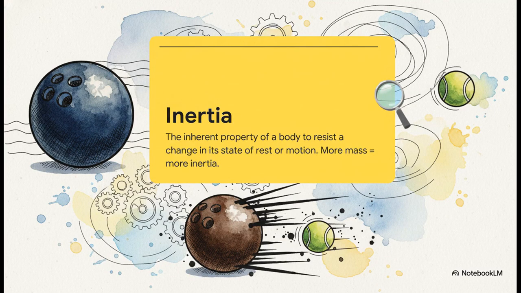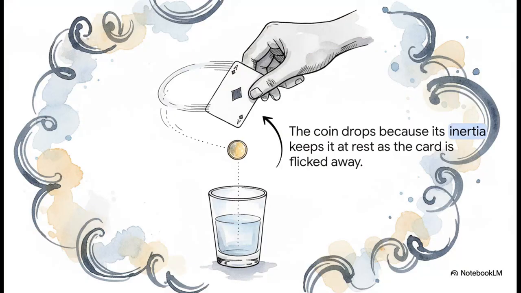And this resistance to change has a name. Inertia. It's an object's built-in reluctance to do something different. And here's the key. The more mass something has, the more inertia it has, right? It's way harder to get a heavy bowling ball moving than a light tennis ball, and it's also way harder to stop it once it's going. That's inertia. So check this out.